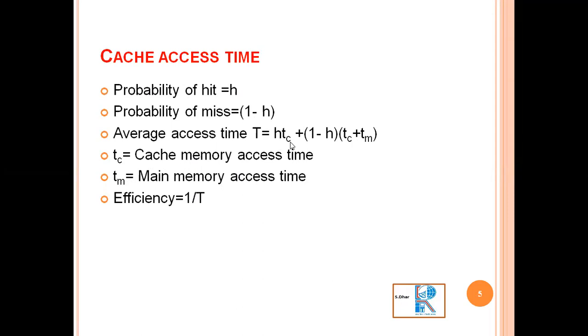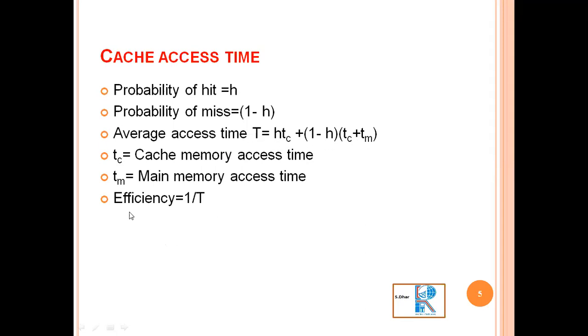h into tc. Clear? Then if it is not present in the cache memory, that means the probability of miss, which is 1 minus h, what I told you is that the processor has to go to the main memory. The processor has to bring the data from the main memory to the cache memory, then it has to execute. That means there are two memory accesses. One is the main memory, that is tm, and another is the cache memory again, because for execution it has to fetch from the cache memory again. So tc plus tm is the total memory access time if there is a miss. So 1 minus h is the probability of miss, and 1 minus h into (tc plus tm) is the time taken if it is a miss. So what is the average time? The average time will be h into tc plus (1 minus h) into (tc plus tm). Clear?